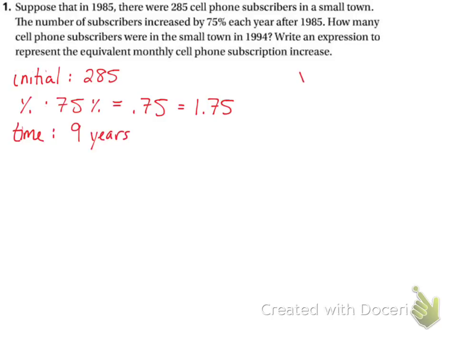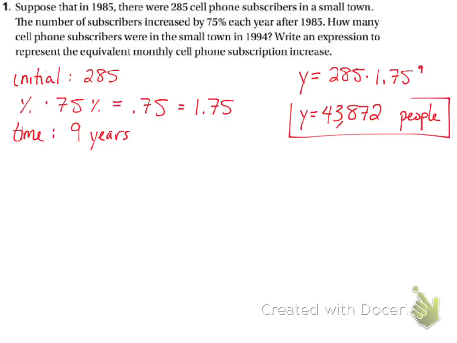And so when I write this, I'm going to go y is equal to my initial amount, which is 285, times my growth factor, which is 1.75, to the power of 9. When I plug that in, 285 times 1.75 caret 9, I get that y is equal to 43,872 people. Again, I'm going to round it to the nearest whole number because I'm talking about people. It's 0.9, and so that would round my whole number up to the next number, which is 2.